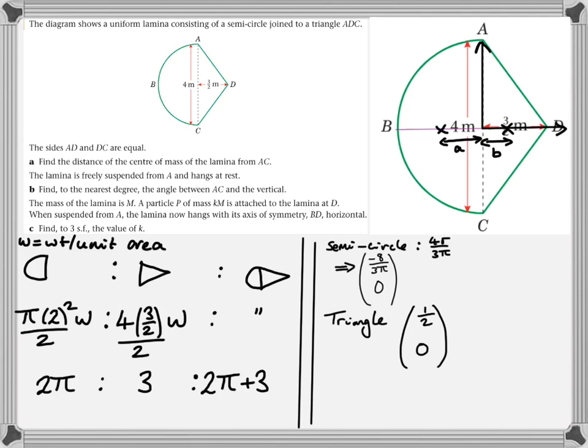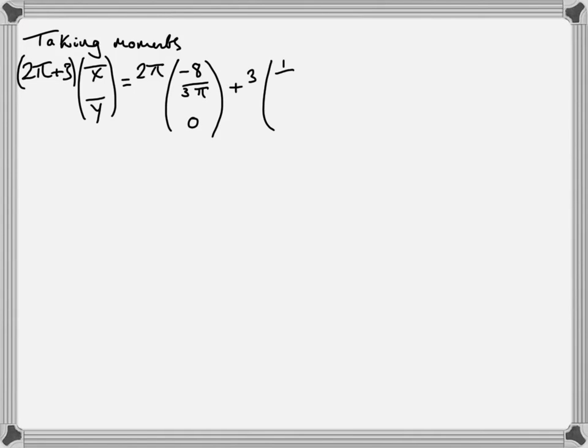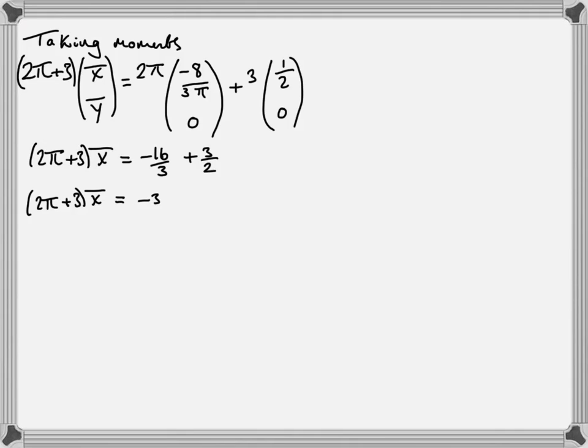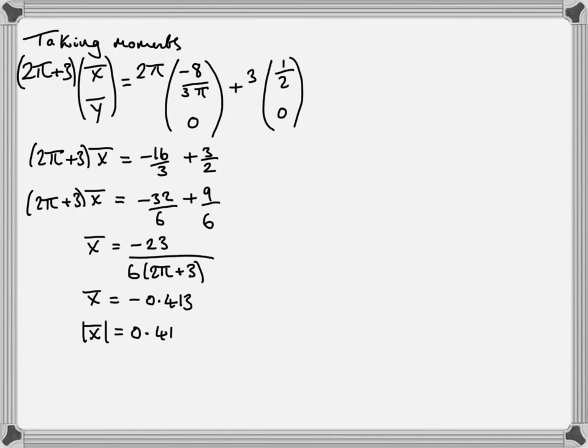Okay, so far so good. We can now simply take moments. So I'll do that on a new slide. Taking moments. Throwing all the information together, we get this. It looks a little cumbersome, but it simplifies down quite nicely, as shown. Another line of working will give us this, and finally we get x bar is equal to minus 23 over 6 parenthesis 2 pi plus 3. And if you work that out, you actually get minus 0.413, so the centre of mass lies in the semicircular part of the shape. But it only wanted the distance from AC, so the answer would be 0.413.